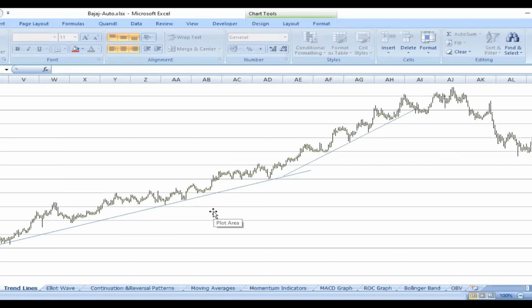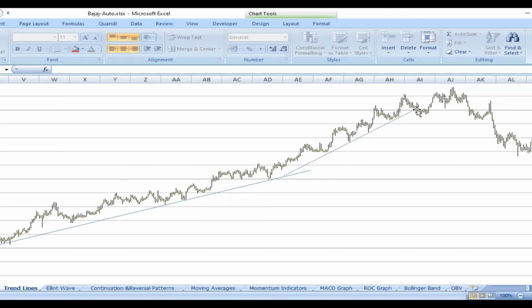So if you really want to see an upward trend, what you have to join is the bottoms. And if you join the bottoms and you see a trend, it is a continuation pattern, right? What it means is a continuation pattern just reaffirms that you are sitting on a stock which is moving upward. You have to be there.